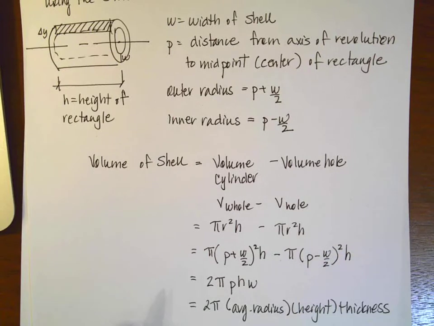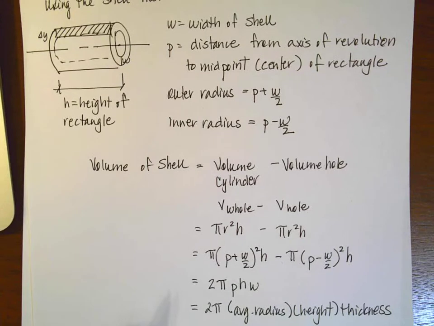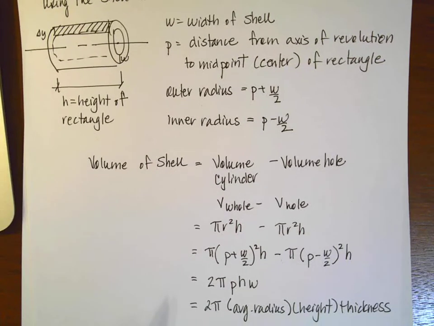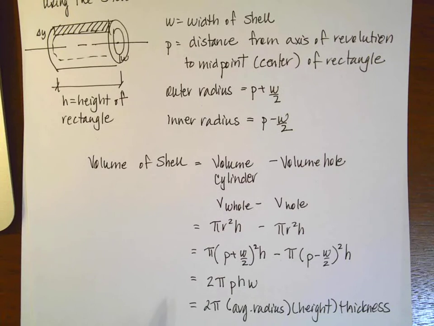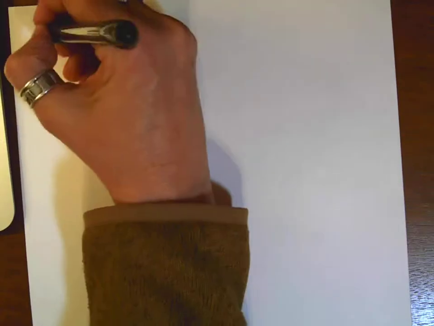Alrighty? So again, one of the things that's really important to remember about the shell method is that the rectangle that we typically draw is going to be parallel to the axis of revolution instead of perpendicular to it like our other ones have been. And so then, let me go to a new sheet of paper just so I can draw some pictures.